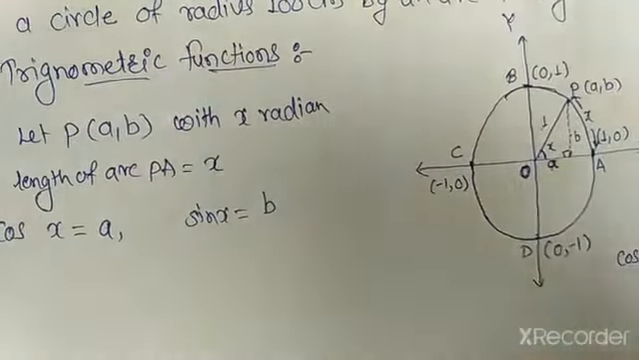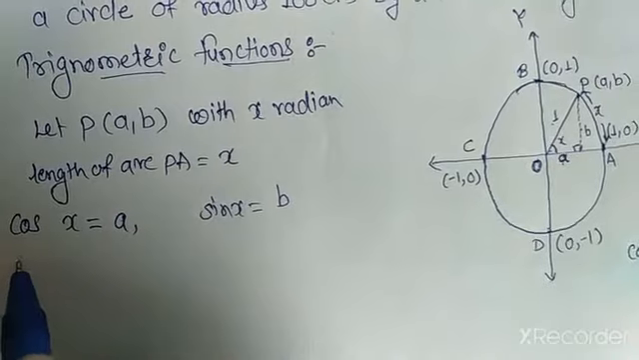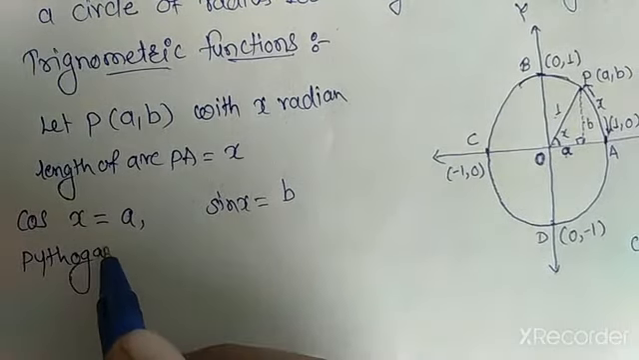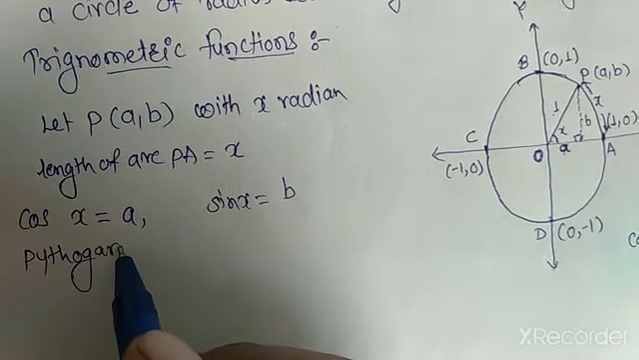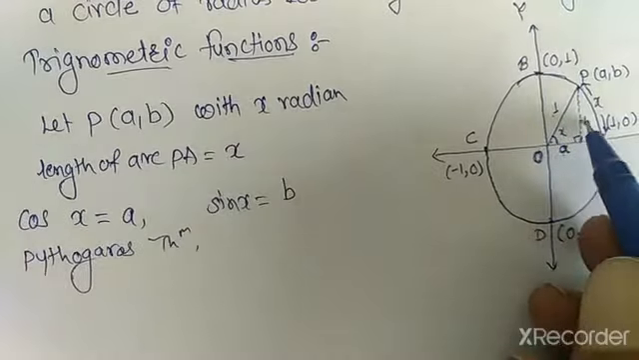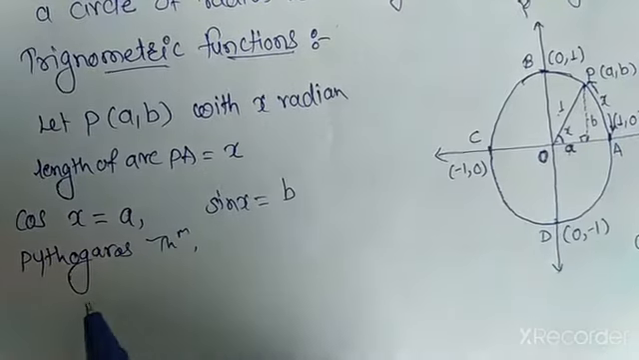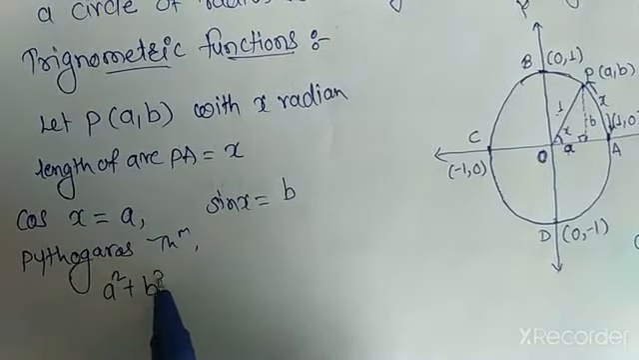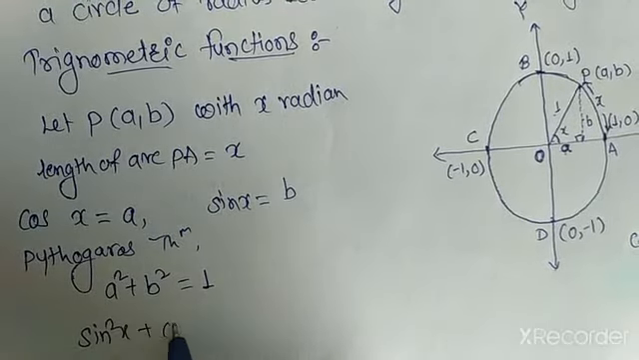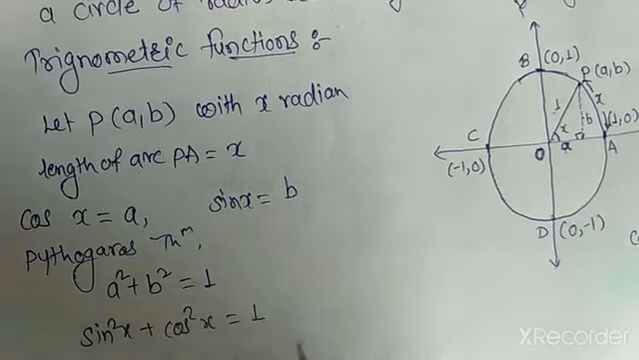So from the right angle triangle, by Pythagoras theorem, you can say that a square plus b square is equal to 1, which means sin square x plus cos square x is equal to 1.